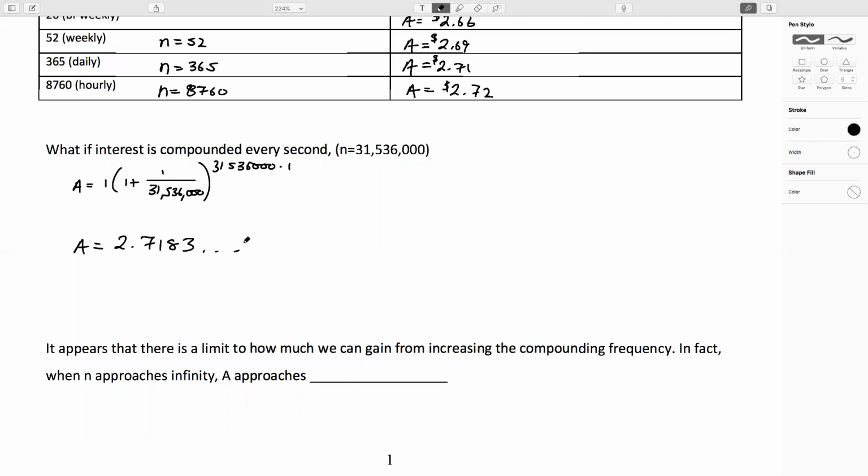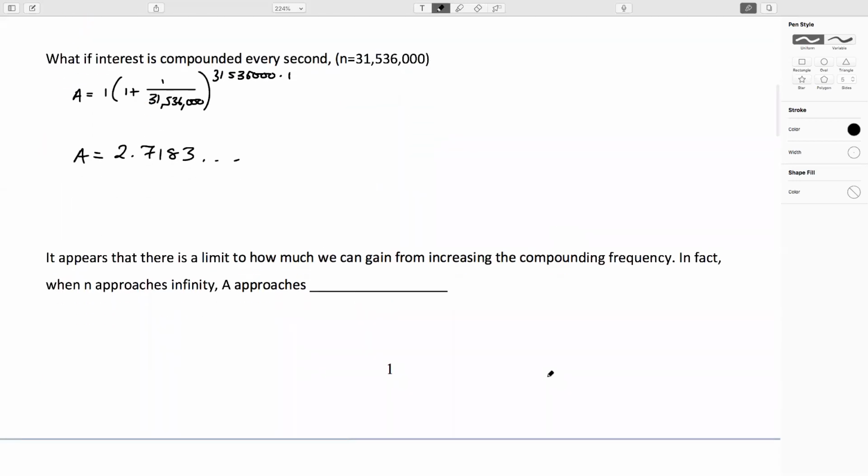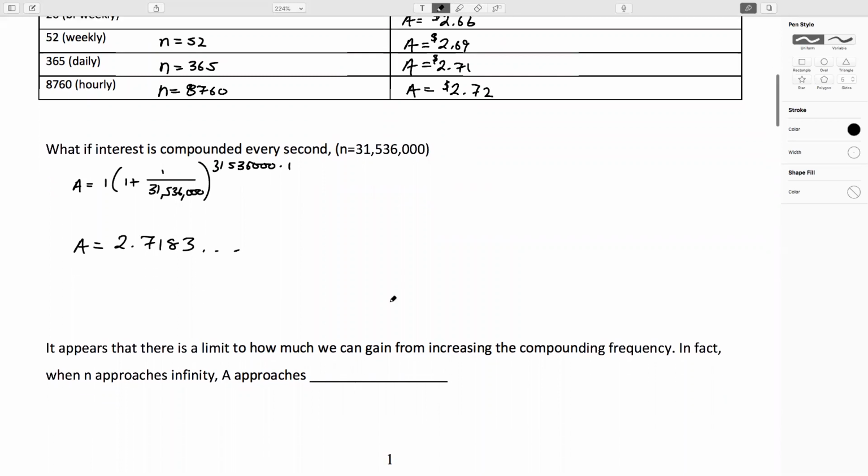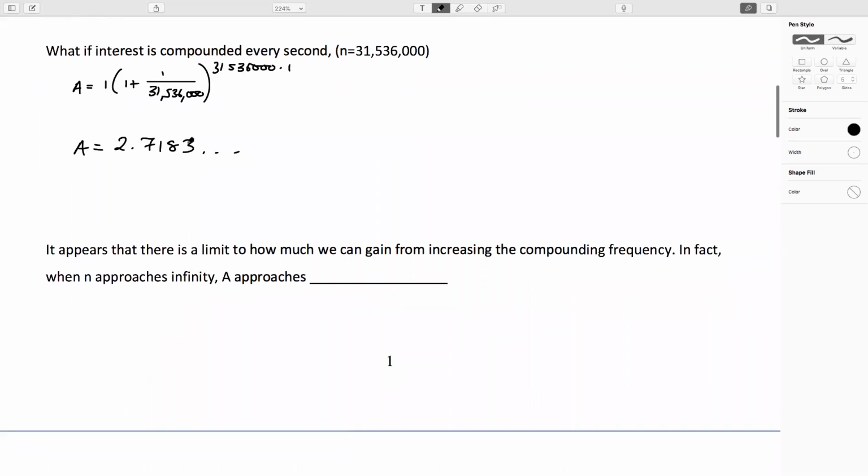And technically, this will keep going. Compare this to 2.72, and I'm going to say this was rounded. It probably wasn't exactly 2.72. We're not getting much further. All that's changing are our later decimal places. So it appears that there's a limit on how much we can gain from increasing the compounding frequency. In fact, when n approaches infinity, A approaches 2.71828.